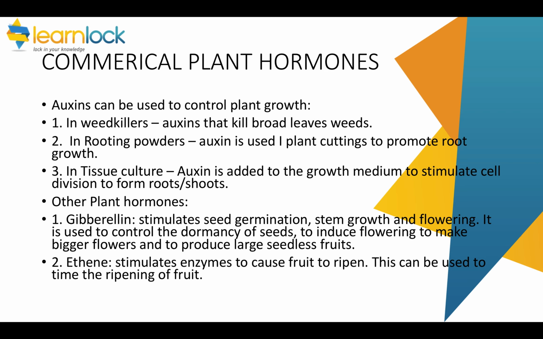Ethene is another plant hormone, and that can be used to cause fruit to ripen. So for example, you might use it to delay ripening when transporting fruit from other countries and to promote ripening at the right time.